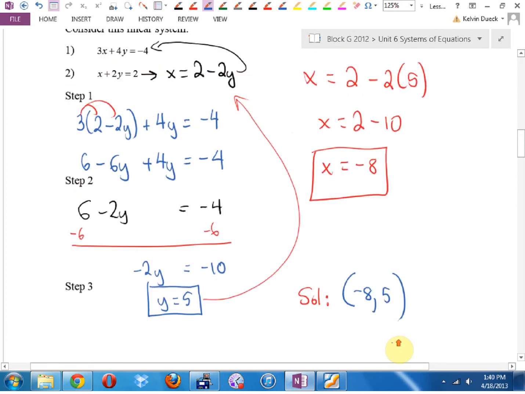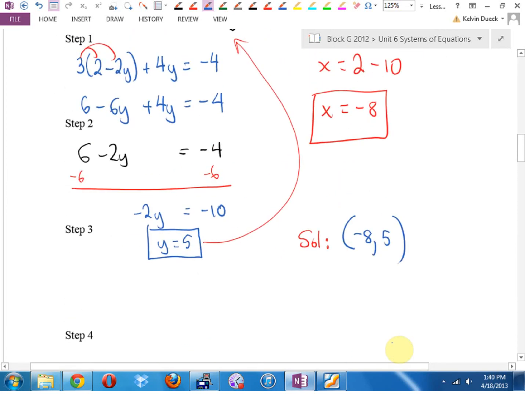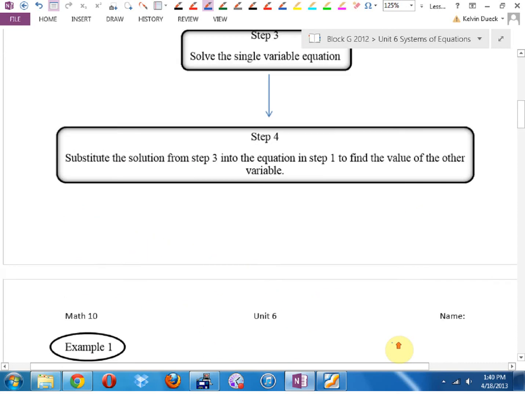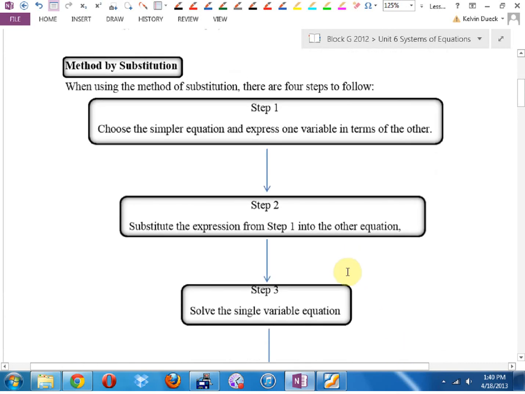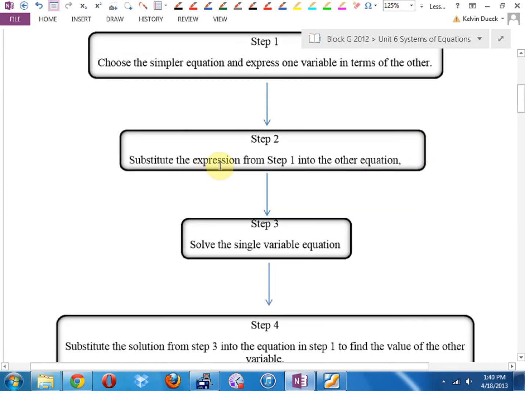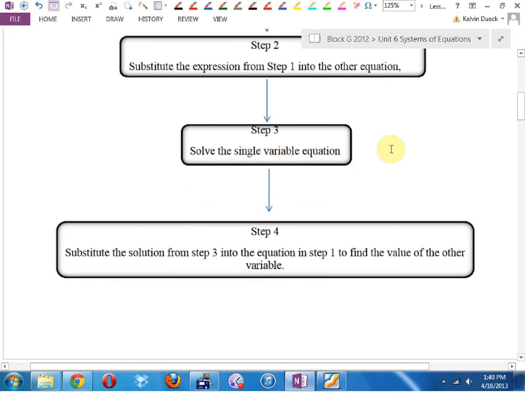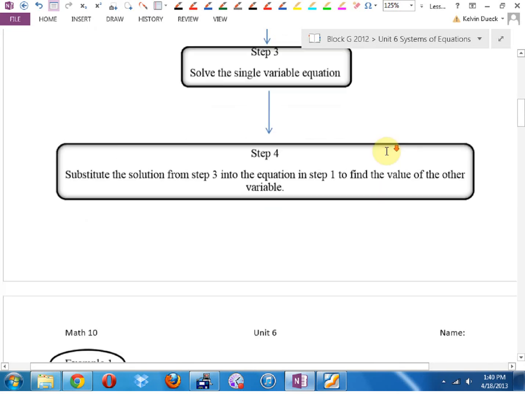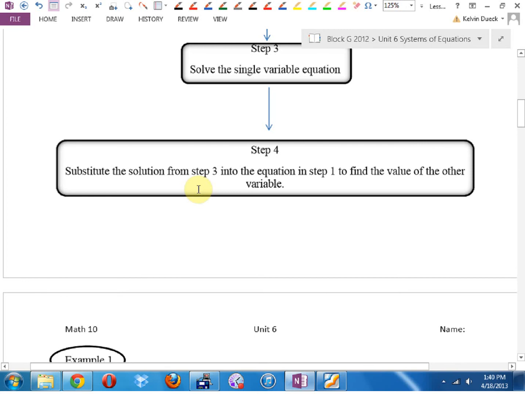Okay? That's what step 1, step 2, step 3, and step 4 are. You guys all stay on this page. I'm going to go back and walk you through the steps again. Step 1 was choose the simpler equation and express one variable in terms of the other. Did we do that? Check. Step 2 was substitute that expression into the other equation. We did that. Step 3 was solve that single variable equation. We did that. Step 4, once you get that new answer, go back to your original equation and plug your new answer in to find your other answer.